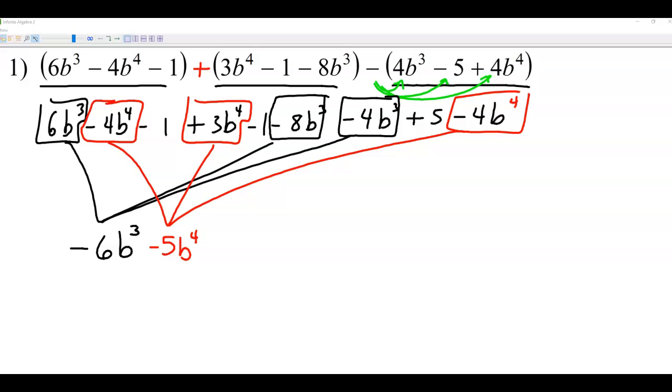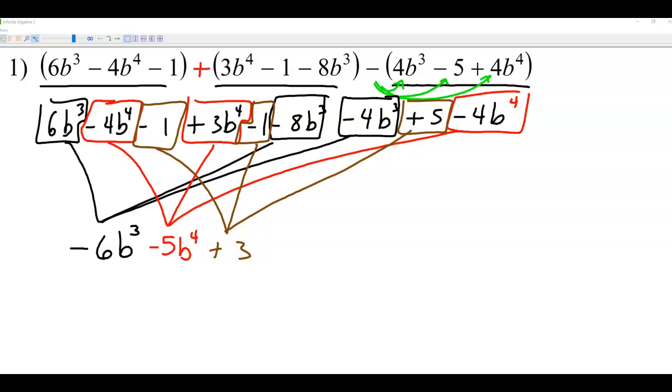And then the last one here, yeah, we have these. These are called constants. It's still considered a monomial, but constants don't have a variable with them. And so those are like terms because they do have the same variable. The variable that they have in common is none. So we'll just put those together. That would be negative 1 and negative 1 and 5 is going to be 3.